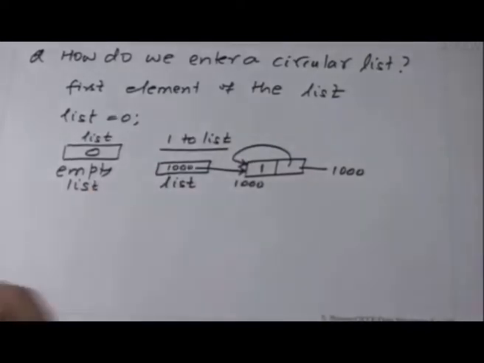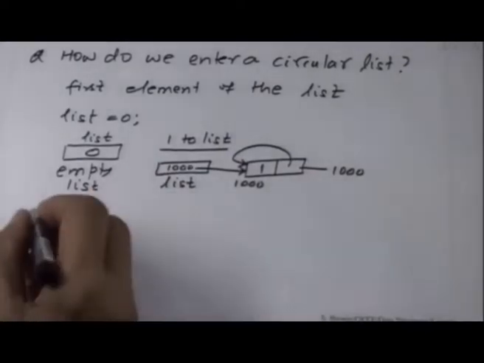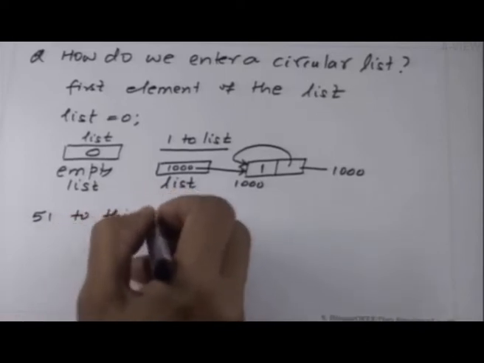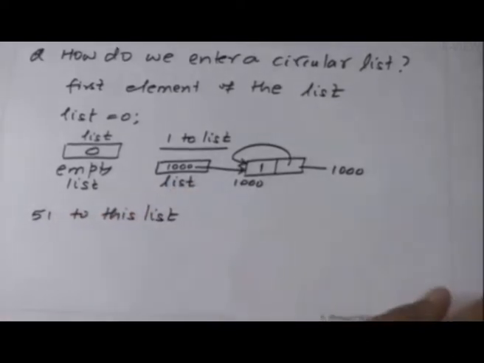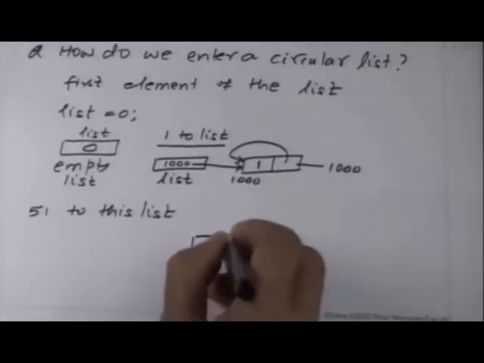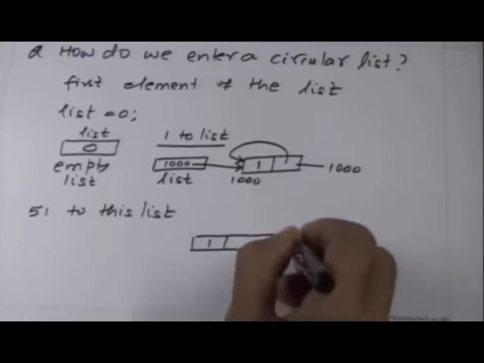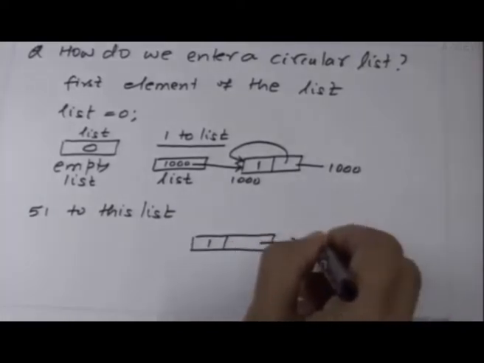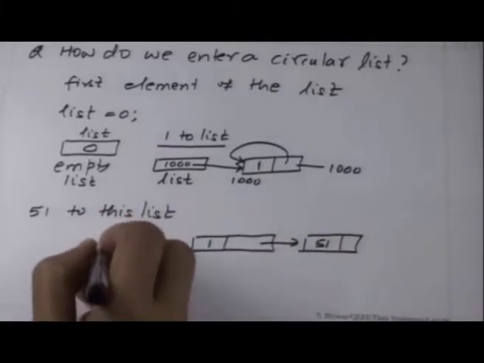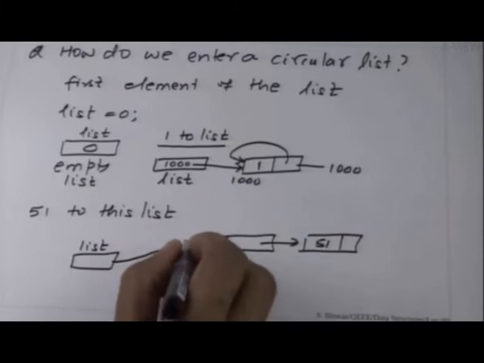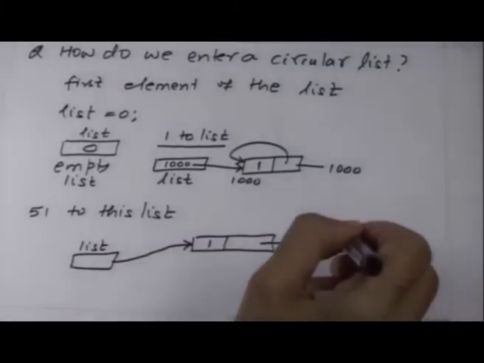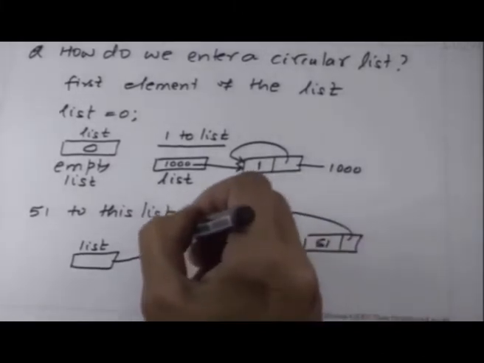This is easy because only one element was added. Let me add the value 51 now to this list. So what do I want to do? I want 1 to point to 51 because I want to add this. The list pointer I want to point to the first element of the list. First element is still 1. So this is what I want to point to. But this is circular, so then 51 points to the next element, which is 1.